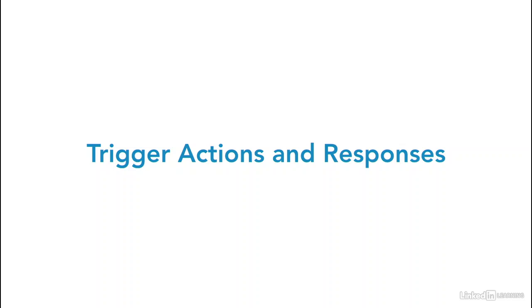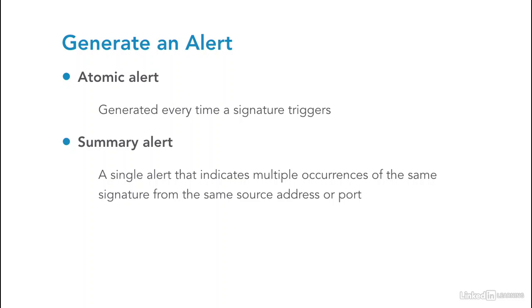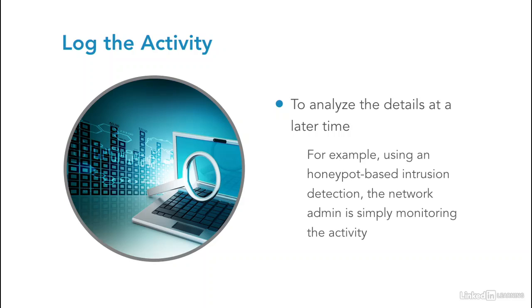The signature can trigger any of the following actions. It can generate an alert. An atomic alert is generated every time a signature triggers. A summary alert is a single alert that indicates multiple occurrences of the same signature from the same source address or port. It can log the activity so it can be analyzed later in more detail, for example, using a honeypot-based intrusion detection where the network administrator is simply monitoring the activity.